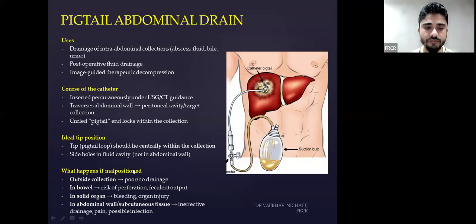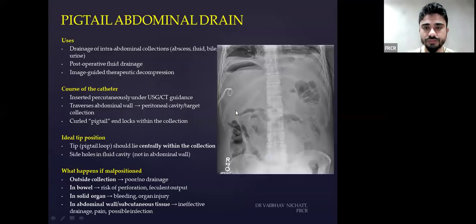abdominal wall. What happens if there is malposition? If it is outside the collection, then logically there will be no drainage or poor drainage. If it goes into the bowel, it can cause bowel perforation, or there might be a feculent output. Sometimes the pigtail catheter can go into a solid organ and cause bleeding or organ injury. Because of pulling of the catheter, the tip might get lodged in the anterior abdominal wall or subcutaneous tissue, causing ineffective drainage, pain, or possible infection. So this is the pigtail catheter put into the hepatic abscess.